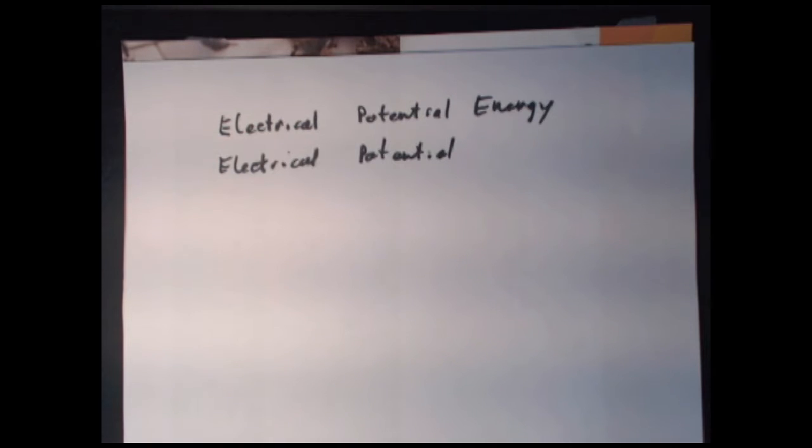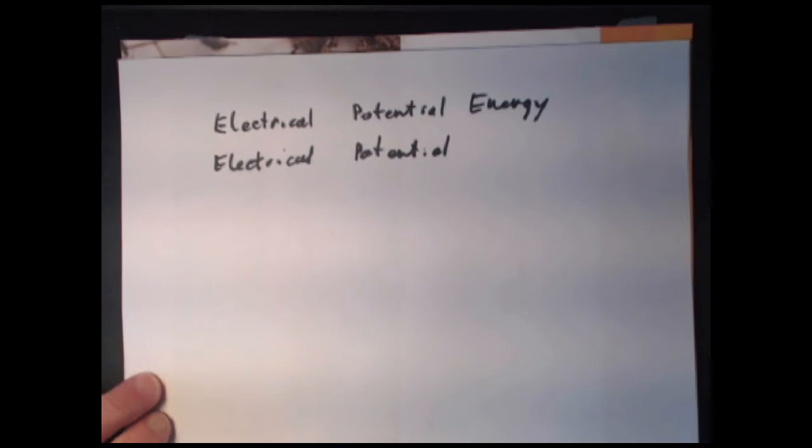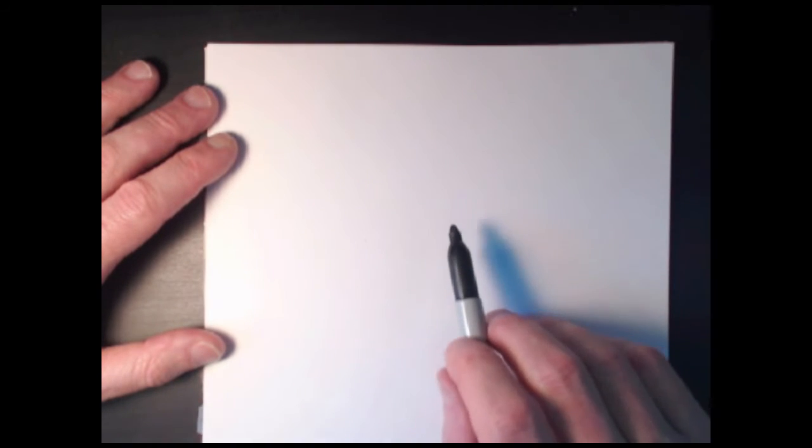Fields are interesting things. They have the capacity to interact at a distance, and it's a bit of a magical effect how they do this. But we're going to figure out how to describe that. All right, let's look at fields. We'll use gravitational fields as a first example.